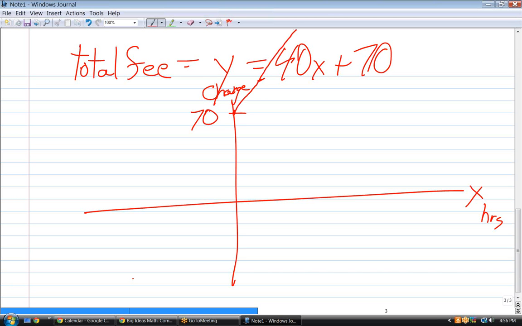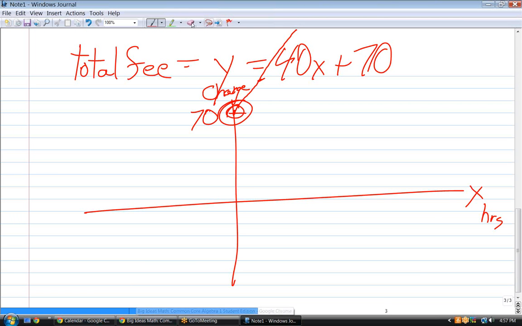And the y-intercept means what the charge would be if the vet didn't stay even a minute. In other words, if the vet got there and left so that the amount of time was 0 hours, he would charge you $70 for showing up.